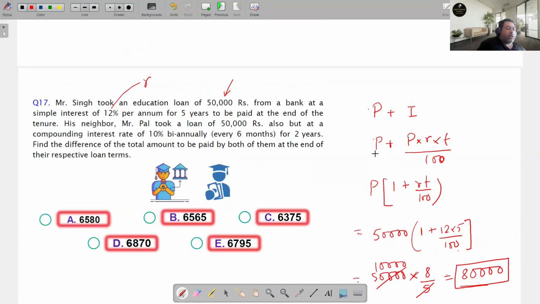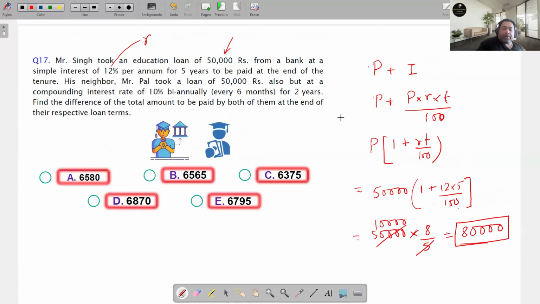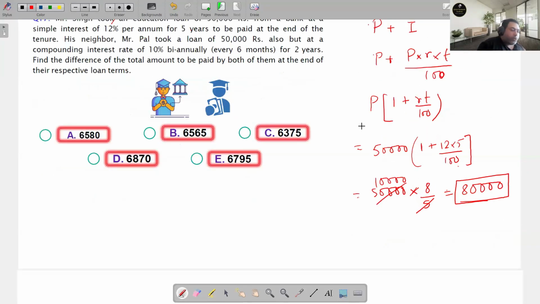Now we'll calculate Mr. Pal's overall repayment amount. So Mr. Pal here took the same amount, but he took it on a compounding interest of 10% biannually, every 6 months, for 2 years. So understand this, biannually means every 6 months. And in 2 years, how many 6 months are there? There are 4 six-month periods, 4 biannual terms, correct?